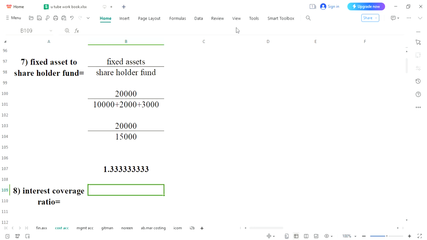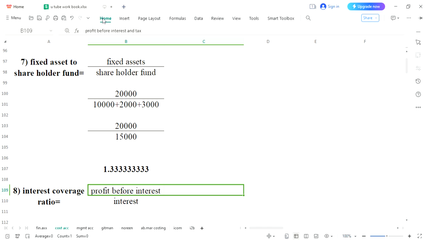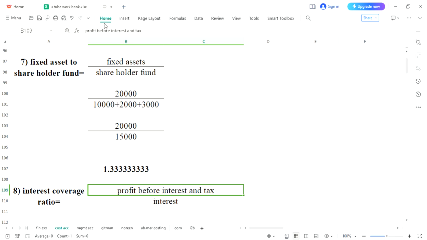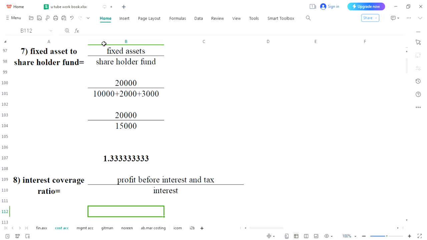For interest coverage ratio, what we need is profit before interest and tax, and then you will divide it by interest charges or interest. That's enough. This is profit before interest and tax, and then you need to divide it by the interest amount. This is very interesting to calculate, and you are requested to please be very attentive.